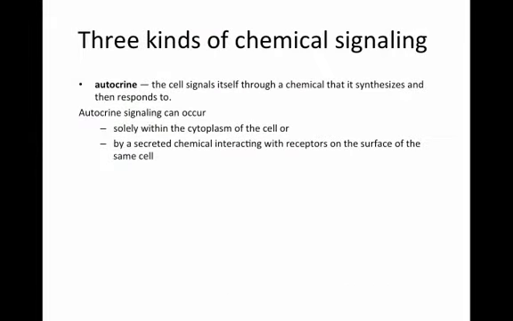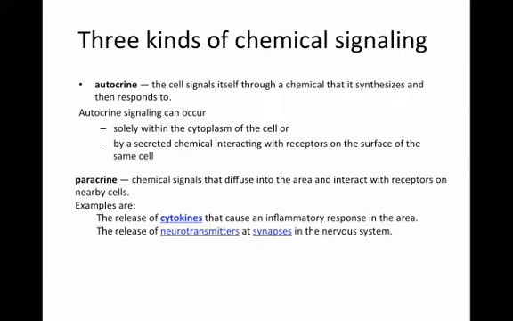Now, there are three types of chemical signaling. This is very important. You will need this information for the rest of your life, lifelong learning. One of them is autocrine signaling. In autocrine signaling, the cell signals itself, auto-self. It signals itself through a chemical that it synthesizes and then responds to. Autocrine signaling can occur solely within the cytoplasm of the cell or by a secreted chemical interacting with receptors on the surface of the same cell. Cell signals itself.